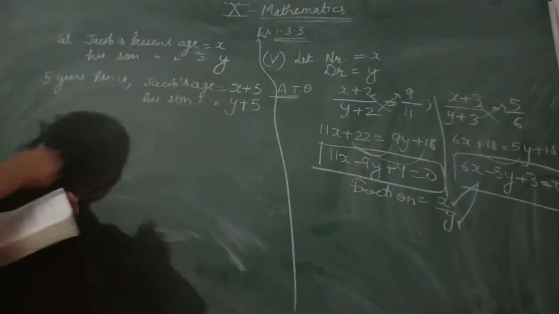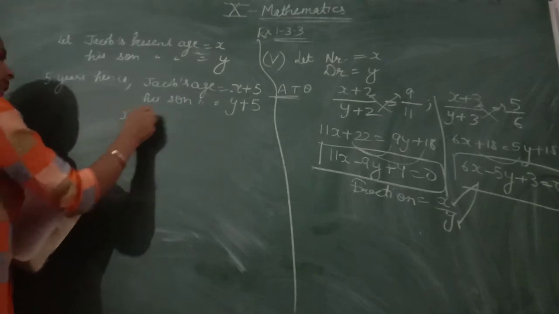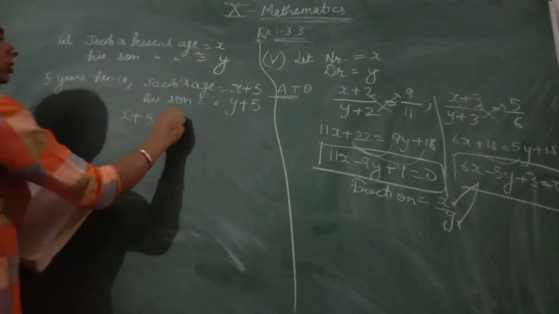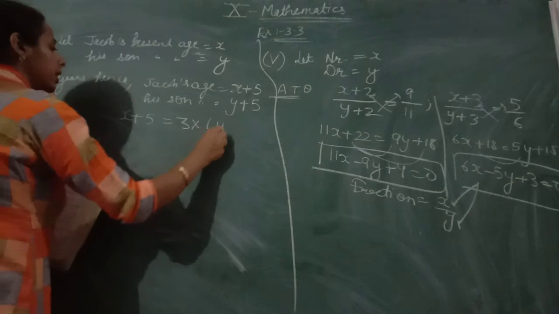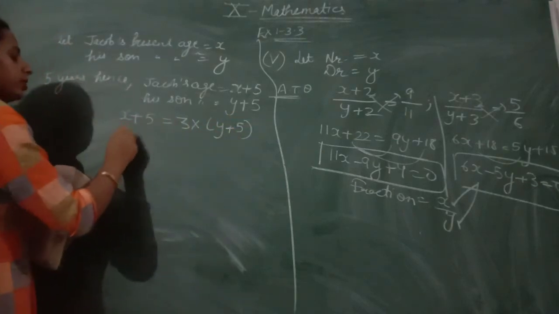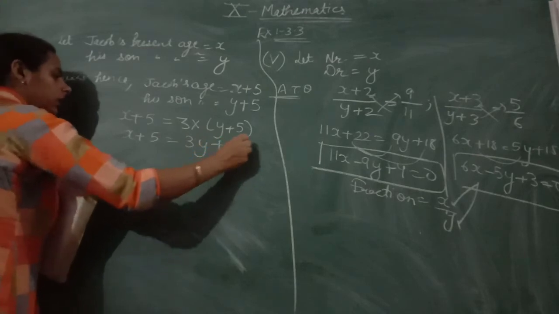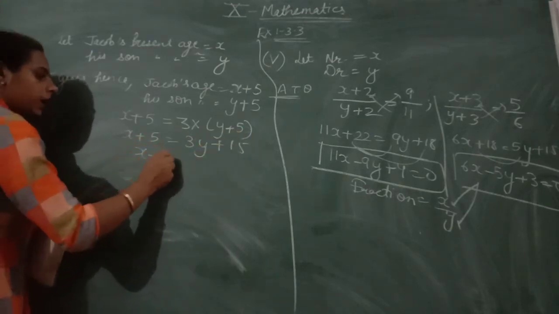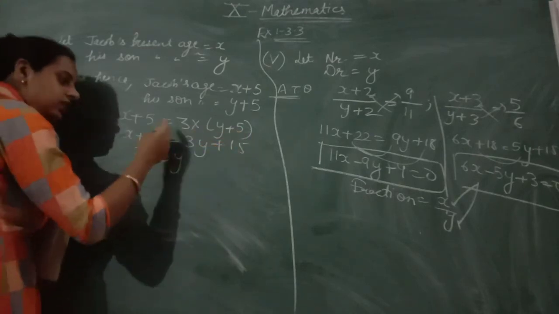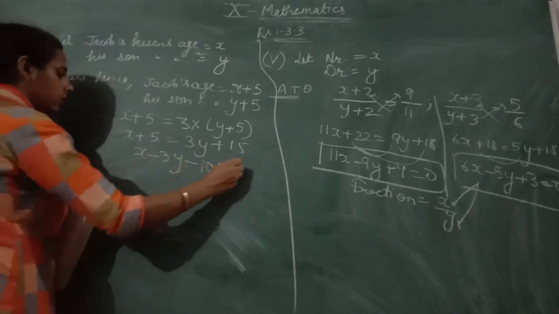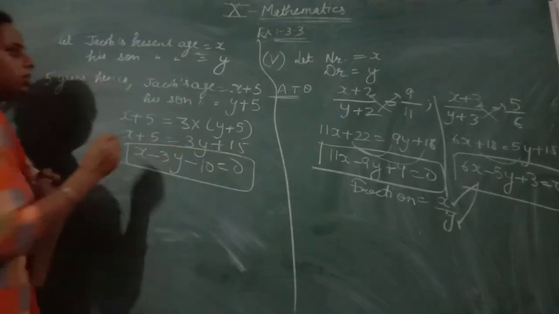The age of Jacob is equal to 3 times the son's age. After solving it, you will get your first equation, that is x plus 5 equals 3y plus 15. Taking on one side, you have x minus 3y plus 5 minus 15, that means minus 10 equal to 0. This is your first equation.